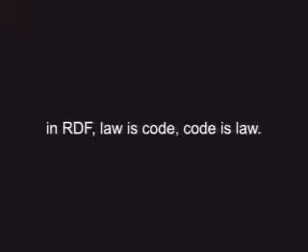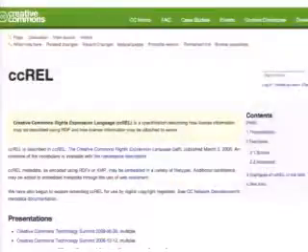So starting to wind up a little bit here. The other thing is that in the semantic web, law is code and code is law. So we use the same languages and tools that we use for data to describe the legal transactions. If you're not familiar with CC-REL, it's the CC Rights Expression Language. It's a submitted specification at the Web Consortium to describe property rights transactions in a machine-readable way.